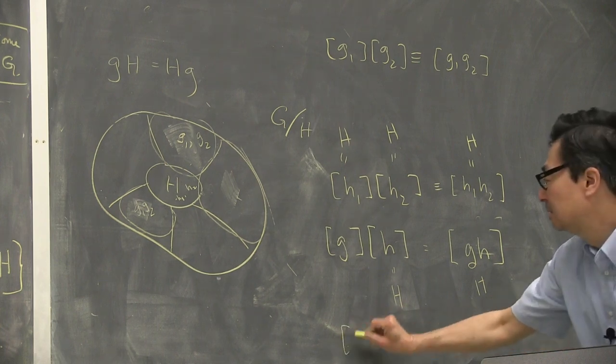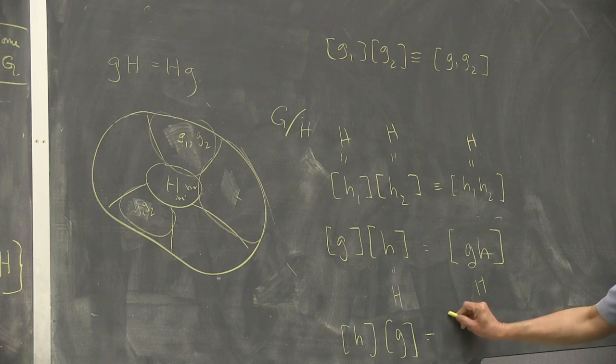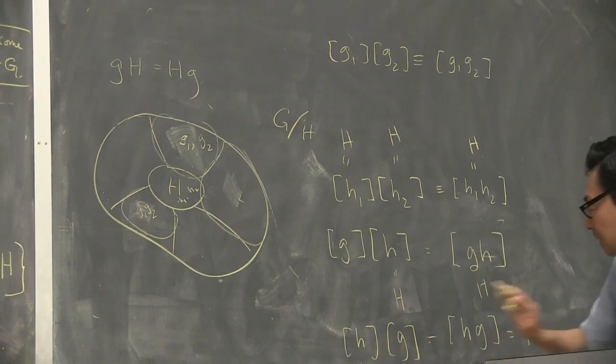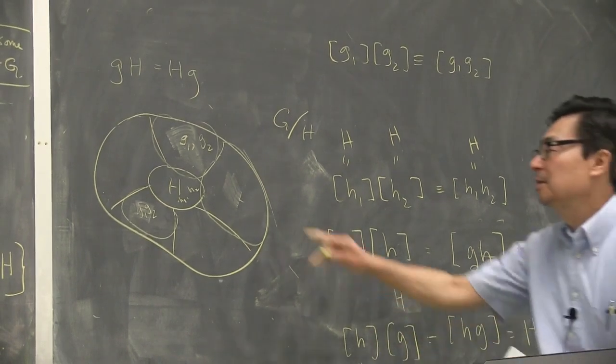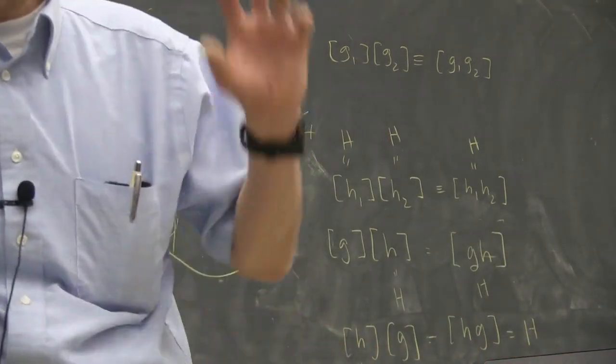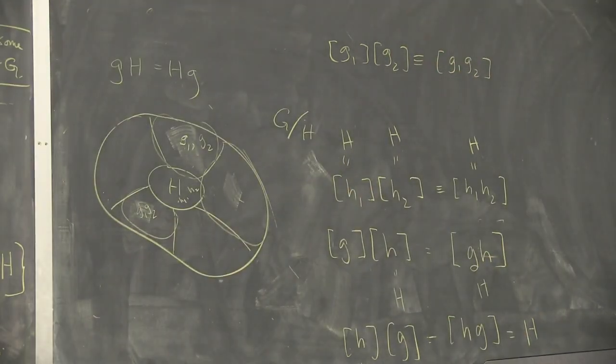Similarly, H times g is equal to Hg. Now this time it's a right coset, but the right cosets are the same as left cosets if this is a normal subgroup, so this is just H also. So H multiplied by g is also H. So it tells you that the entire big H itself is the identity element in the quotient group. So that's why this definition makes sense. It's a little abstract, right? Is it hard to swallow?